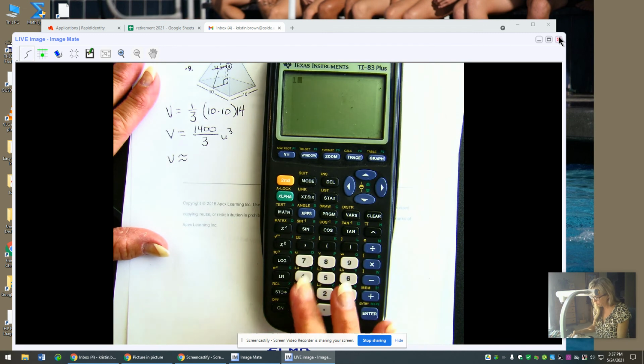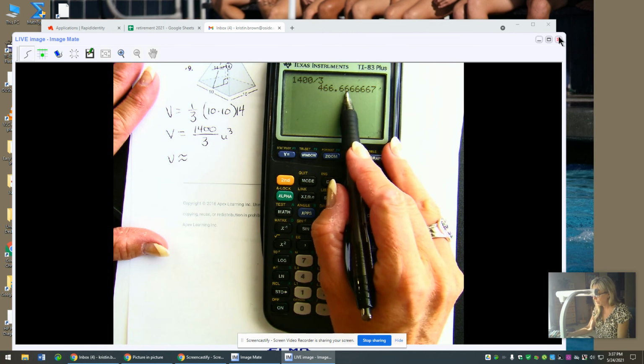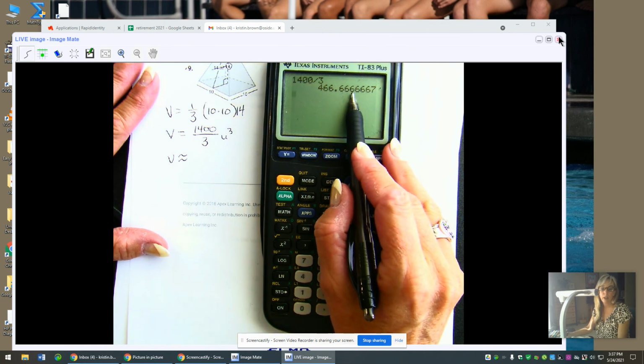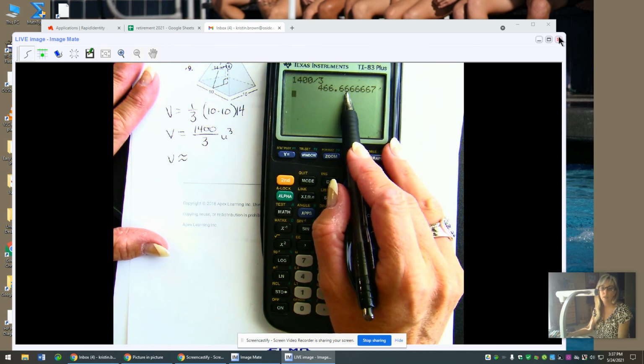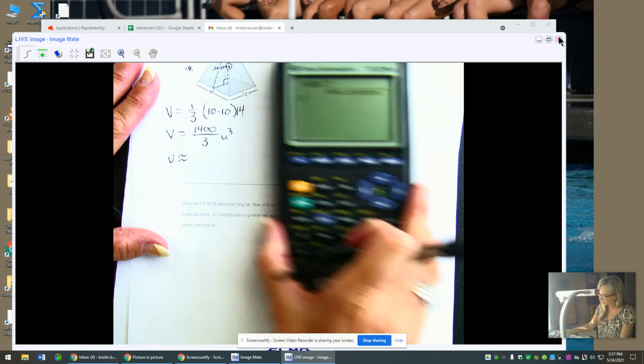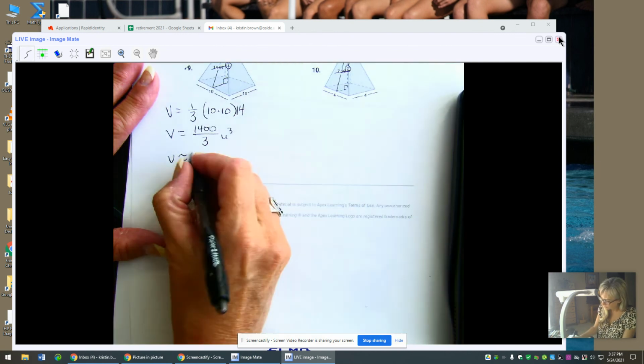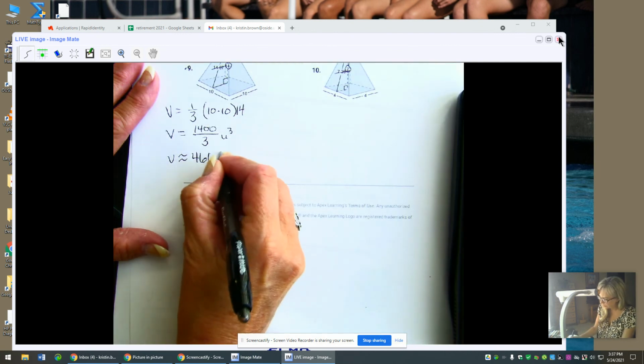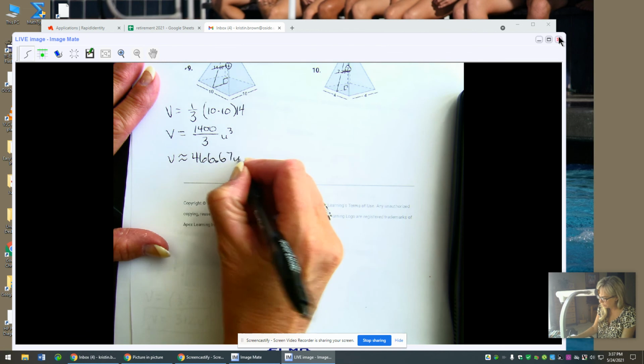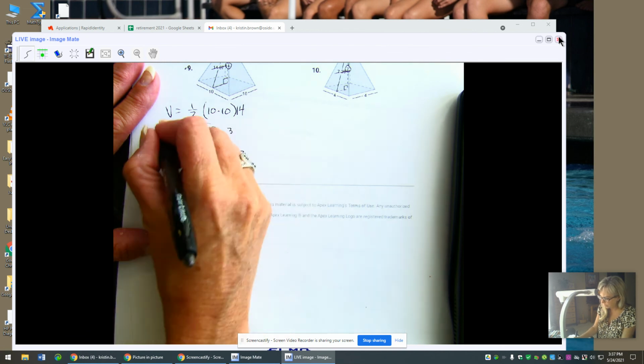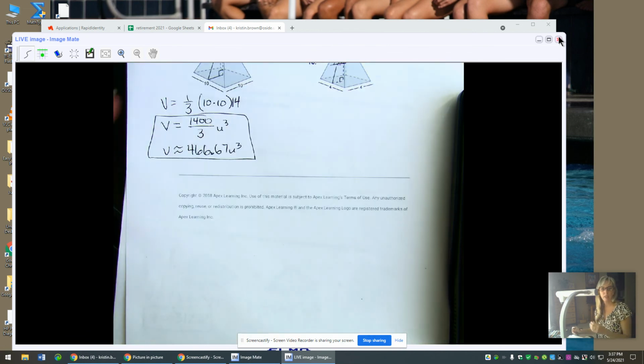1400 divided by 3 is this long decimal. We're going to round that. If I'm rounding here, I look there. That's 5 or more, so I got to go up by 1. 0.67. 466.67 units cubed. Exact estimate. All good. Sweet.